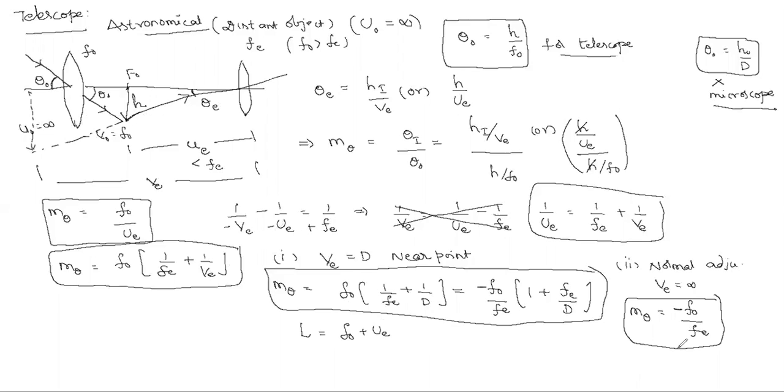And in the normal adjustment of the telescope, FO plus UE. UE is when the final image is formed at infinite distance. If the final image is formed at infinite distance, where is the object to be taken? At the focus. So UE is equal to FE. So L is equal to FO plus FE in normal adjustment. Is it clear? Yes, sir.